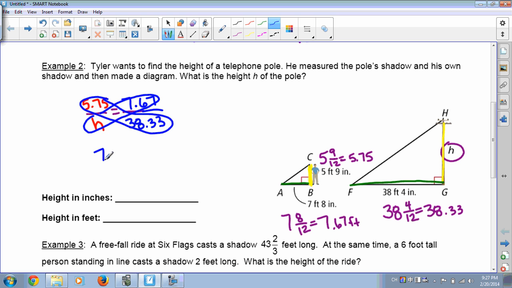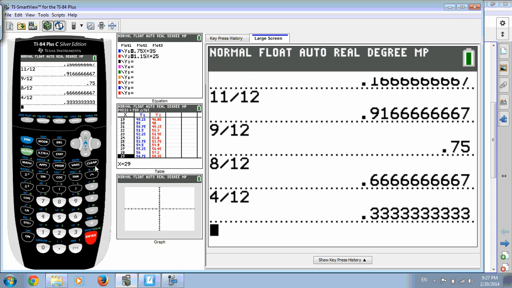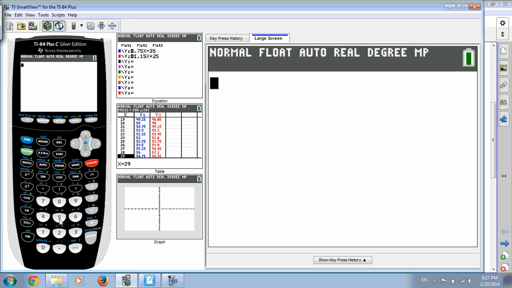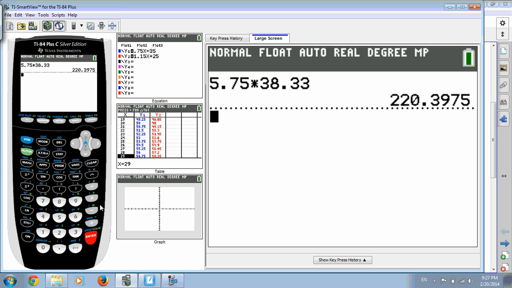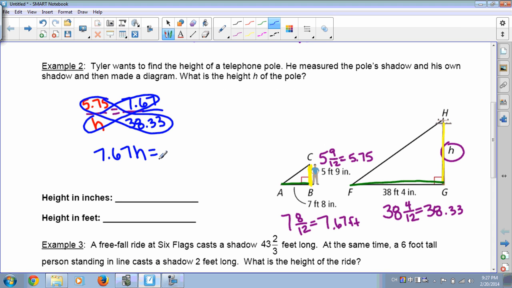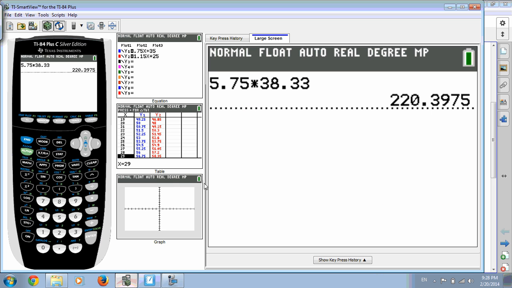All right, so we have 7.67 times h and 5.75 times 38.33. Go ahead and calculate that out. 5.75 times 38.33 is 220.3975. We're not going to round yet. We only round at the very end because we want the most accurate answer possible. Then divide by 7.67 to get h by itself. So go back to your calculators.